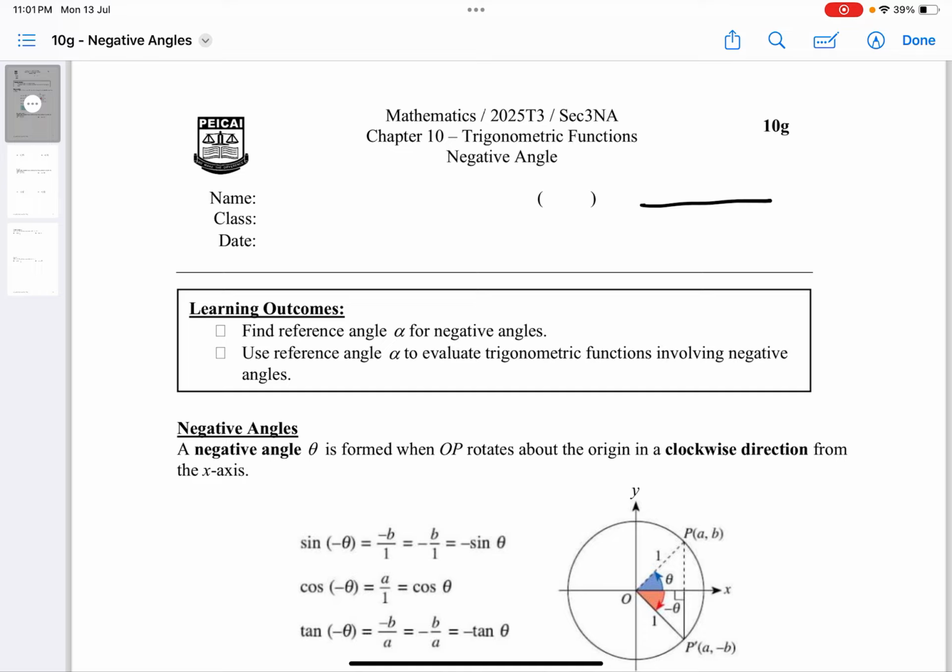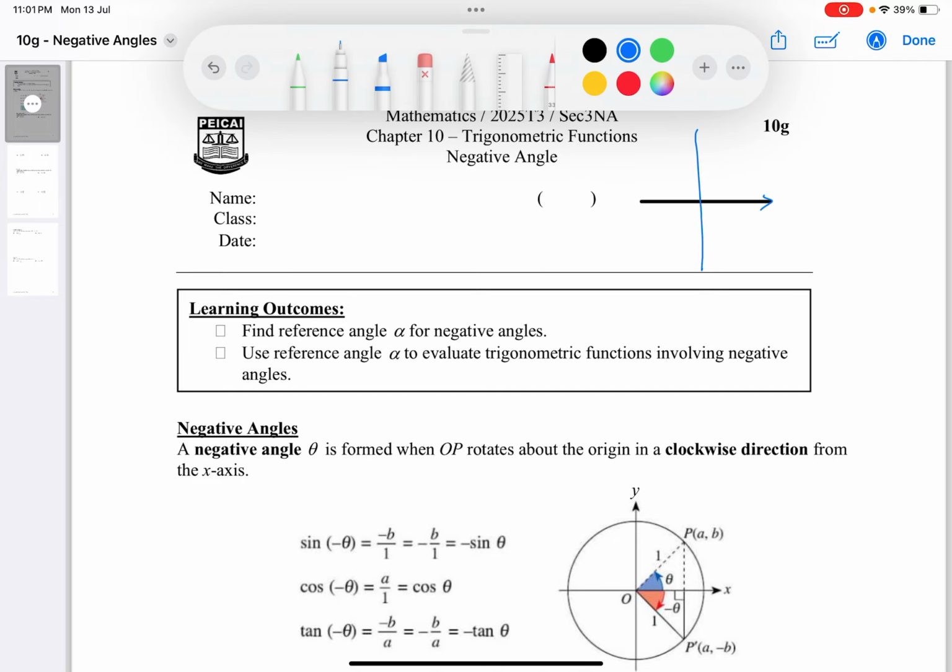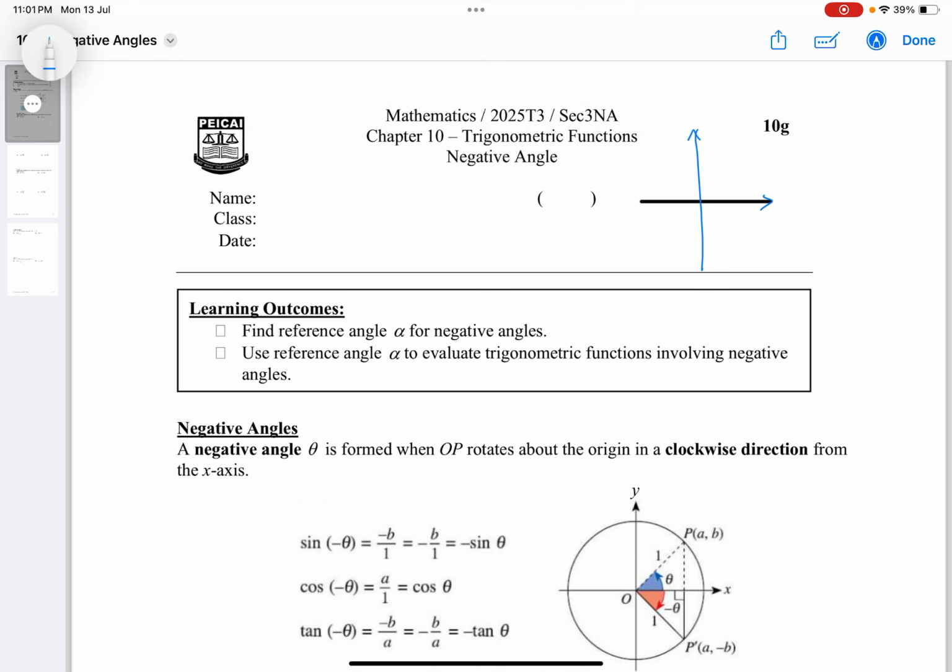Previously, when we did positive angles, there are angles that go in the anti-clockwise direction. So positive angles is anti-clockwise, this way, and then it can go on and on. Whereas negative angles are clockwise, so something like this.